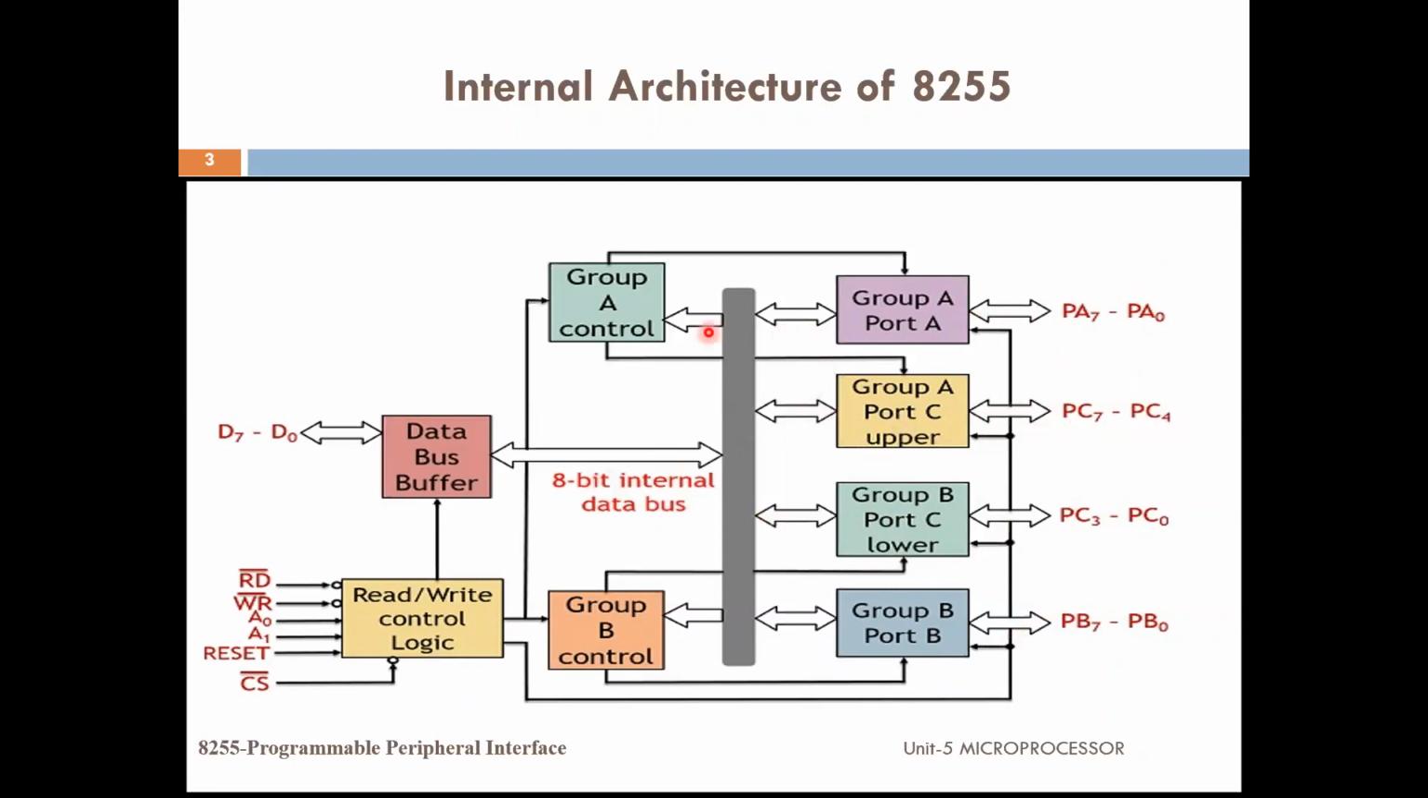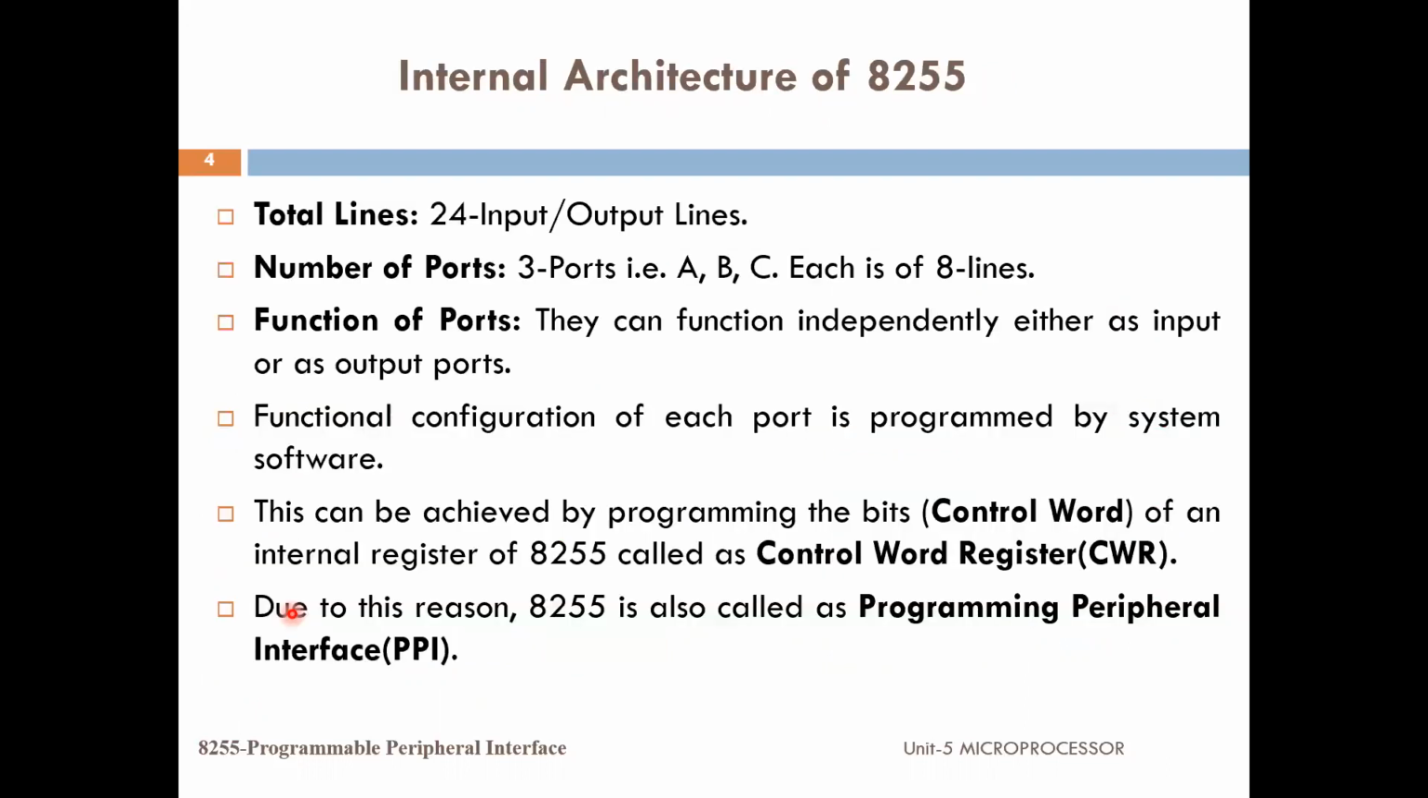These are the internal buses. We also have the data bus buffer, which is 8 bit and is connected to the system data lines. Another component is the read write control logic, and various inputs are connected to this read write control logic. These inputs are provided by the microprocessor. So we are going to study in detail each component and the different signals available in the 8255.